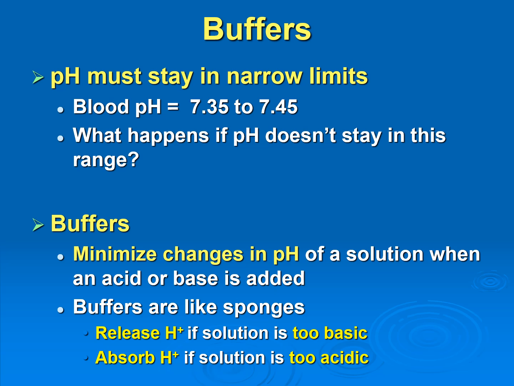So our body uses a lot of buffers to minimize the changes in pH. These are really good for us because the buffers are like sponges. So if our blood pH is getting too basic, these buffers can release hydrogen ions and bring the pH back down to the normal range. Or if our blood pH is getting too acidic, then they can absorb the extra hydrogen ions and bring our pH back up to the normal range.